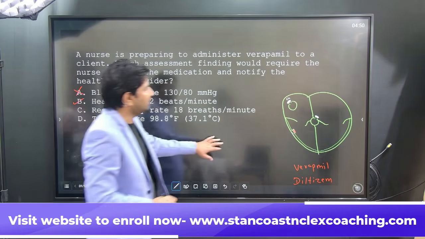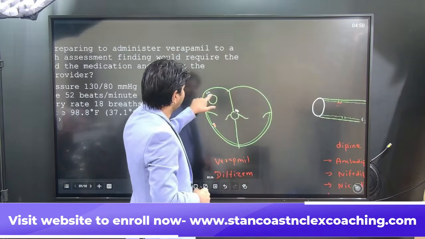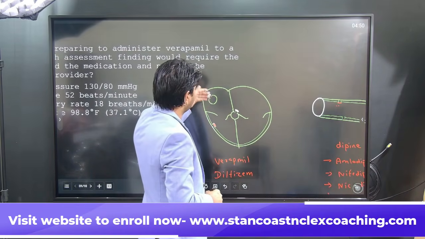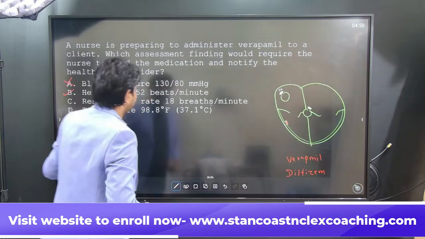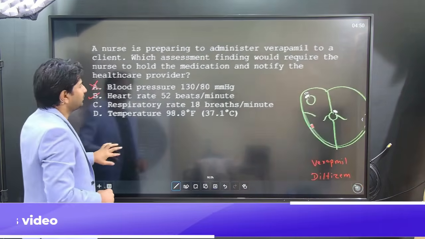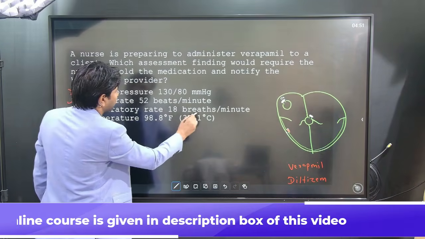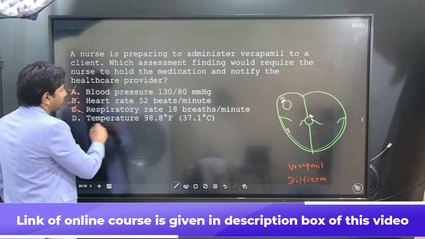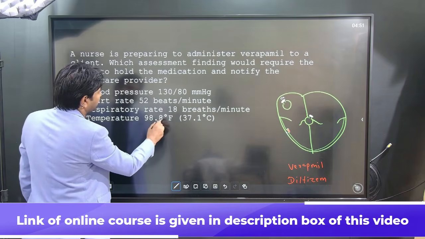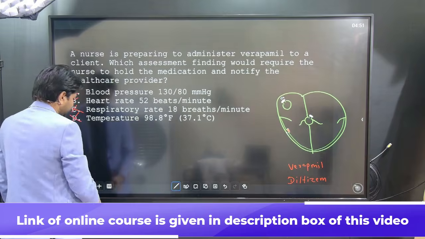As we know, calcium channel blockers work on the SA node, and they reduce the work of the SA node. This means the heart rate will be lower, but it can lead to severe bradycardia. Respiratory rate, 18 breaths per minute. 18 breaths per minute is normal. Temperature is 98.8 degrees Fahrenheit. This is also a normal reading.